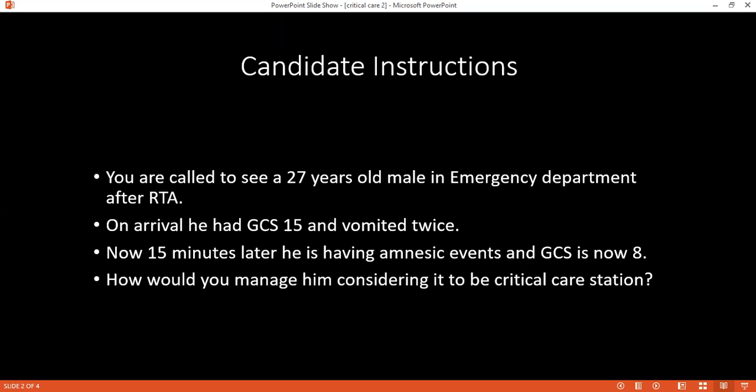According to the NICE guidelines, when should you ask for a CT scan in a patient with head injury? What is the criteria according to the NICE guidelines? High risk criteria and medium risk criteria. For high risk criteria, the GCS less than 15 at 2 hours post injury, if the patient is 65 or more, two or more episodes of vomiting, any head injury patient using anticoagulant, suspected open or depressed skull fracture, and any sign of basal skull fracture.